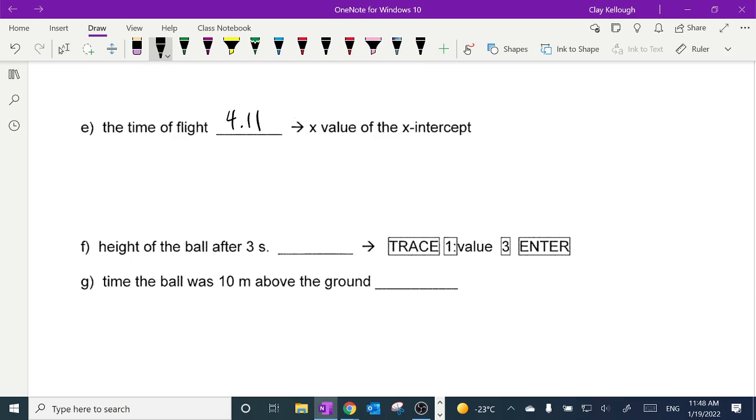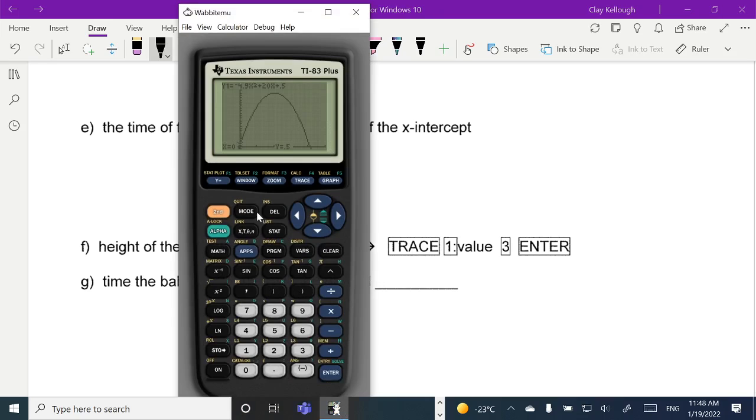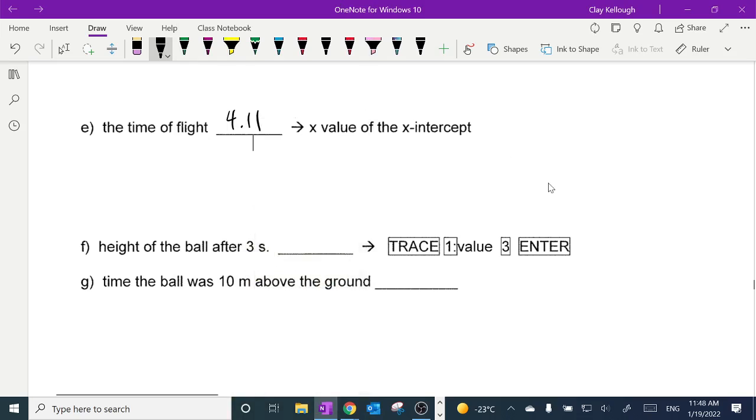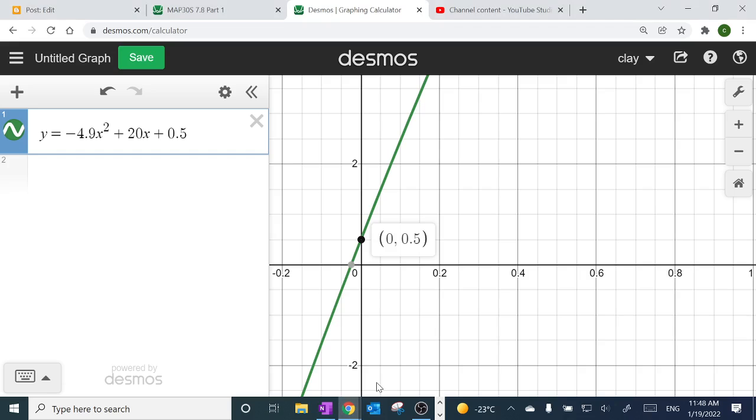The height of the ball after 3 seconds, I can find the same way that I found the y-intercept. I can just say to it, okay, I would like the value of this thing. So second function, calculate the value when x is 3. And it'll just tell me it's 16.4. For those of you on Desmos, if you want to know the height of the ball at the 3-second mark, there's 2 ways you can do it.